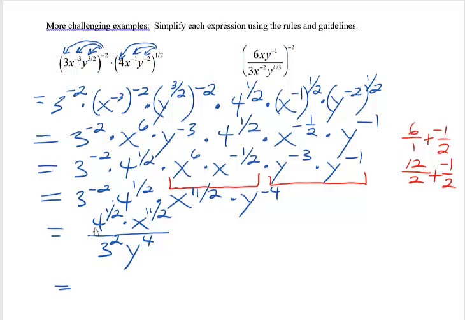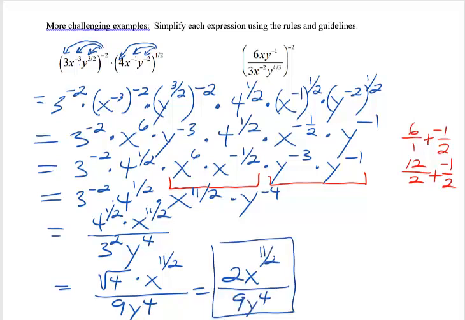Let's see. The numbers have to be worked out. The 4, I'll have to do that radical thing. That would just be the square root of 4. The numerator is 1, so I don't have a power. Don't go to radicals with the x. It's not helpful at all. It makes it worse. On the bottom, 3 squared is 9. I think the only thing I have left to do is take the square root of 4, which is 2. And we have our final answer.